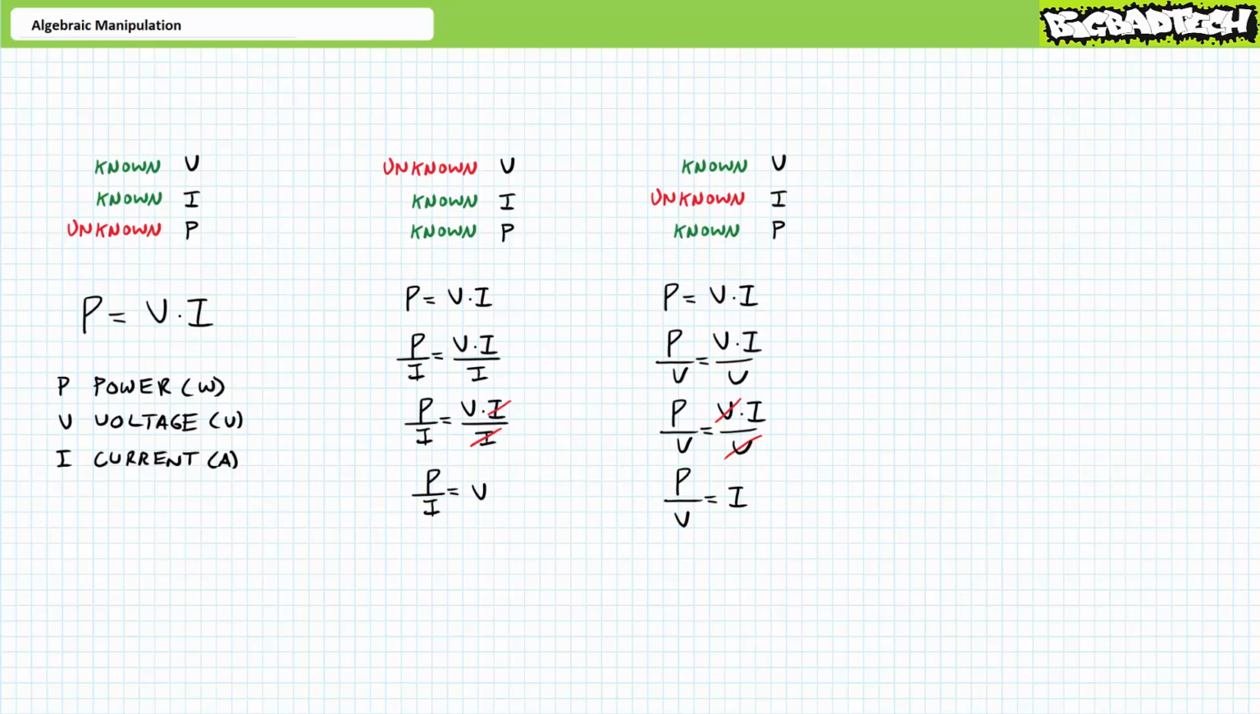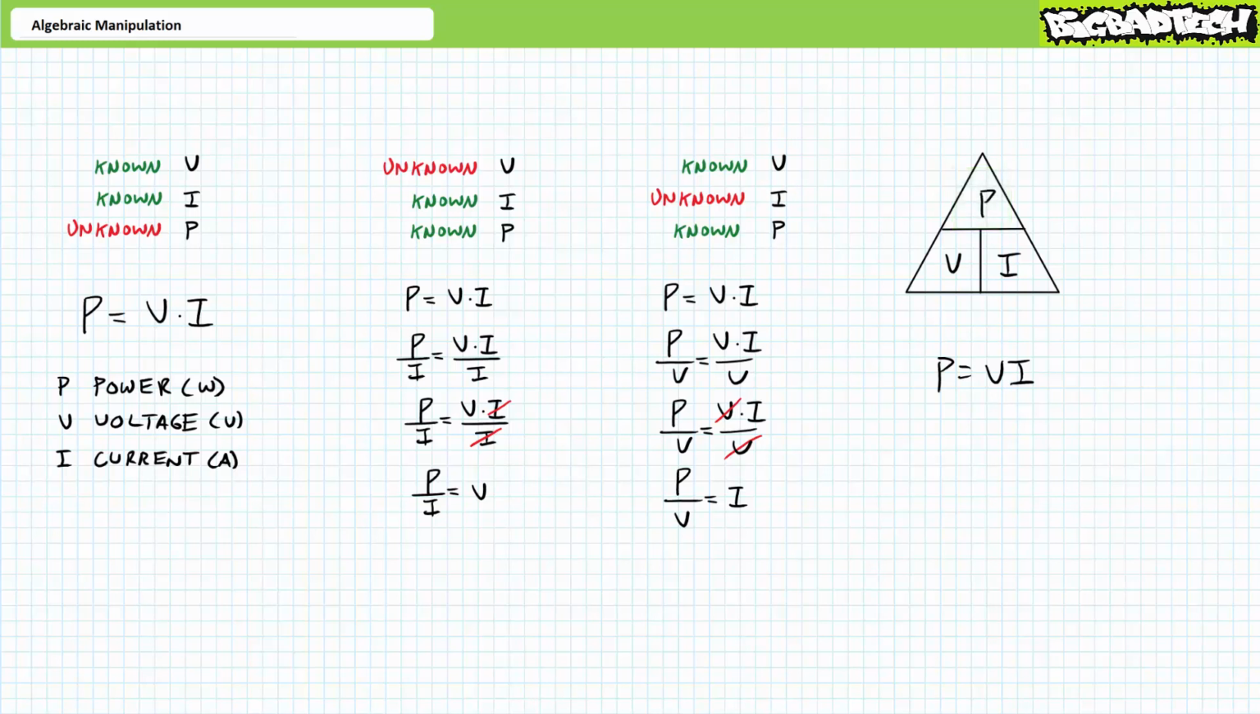Again, the triangle method works equally well here. Overlay P, V, and I in a triangle. Let's say P is our property of interest. Cover it up. P is equal to V times I because V is next to I. This was our original permutation of the DC power equation.